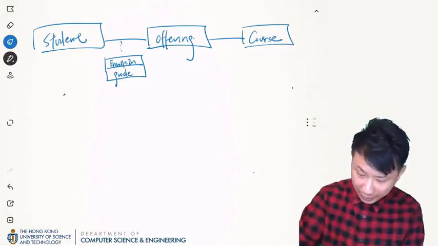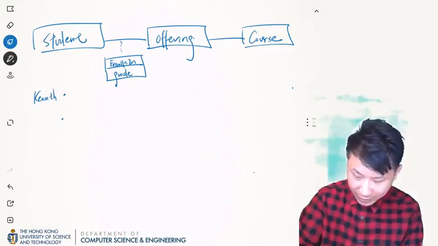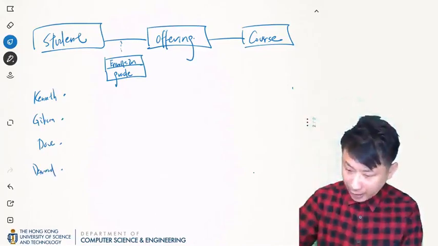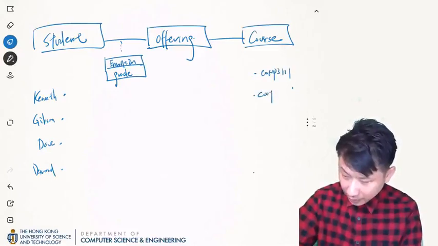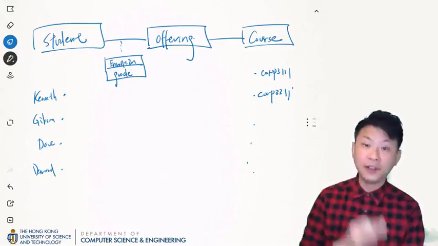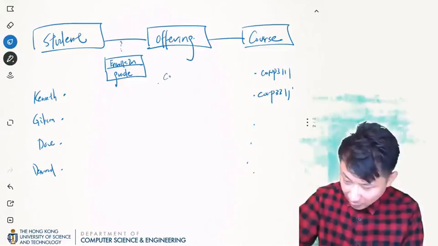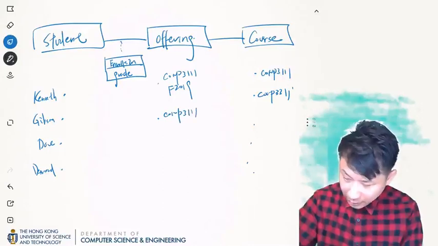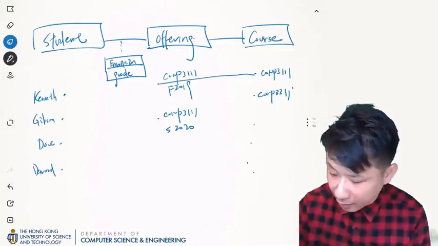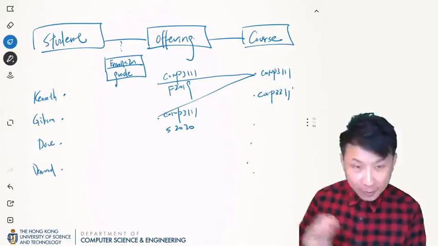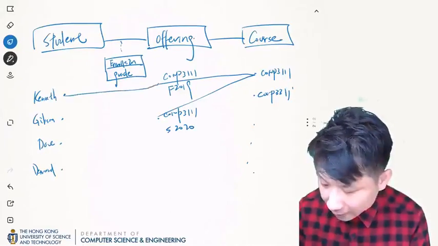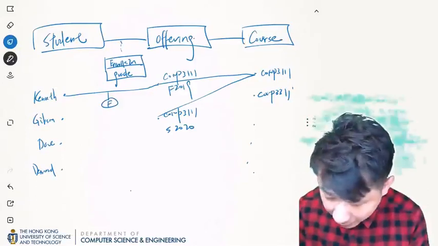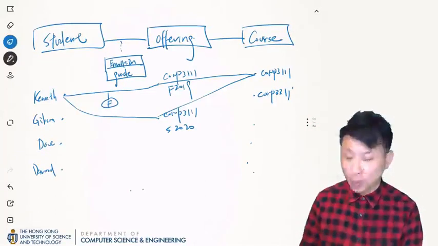So what do I mean by offering? We may have a set of students like Kenneth, Gibson, Dave, and maybe Desmond. And then we have a set of courses, maybe COM 3111 and also COM 3311, etc. Under a course, we're going to have different offerings in different semesters. That means we may have COM 3111 in fall 2019, and also COM 3111 in spring 2020, and they are different offerings of COM 3111. Now using this model, it's possible that Kenneth enrolled into COM 3111 in fall 2019 and gets an F, then he enrolled into COM 3111 in spring 2020 again, and gets an A+.